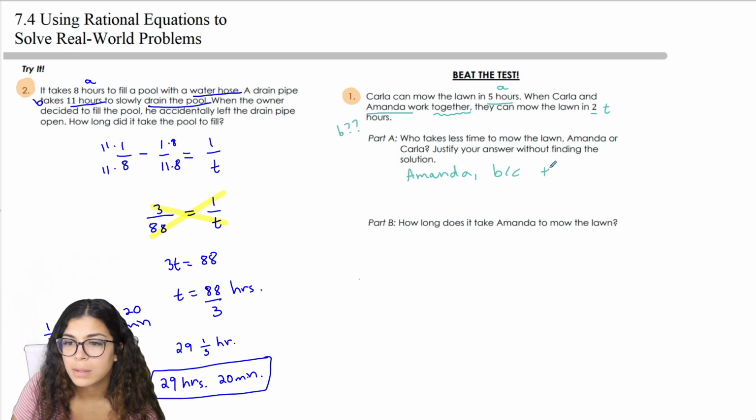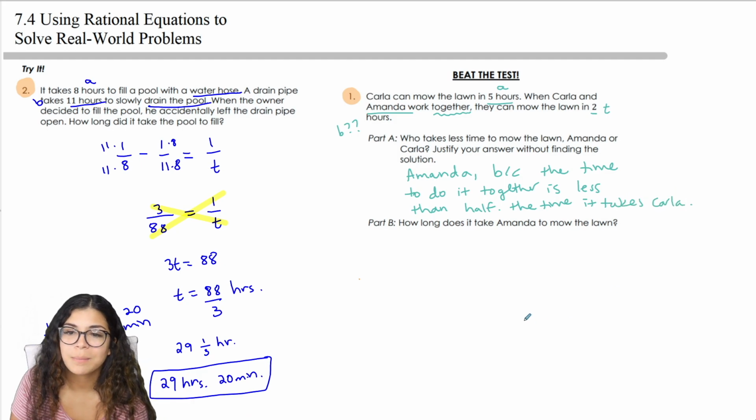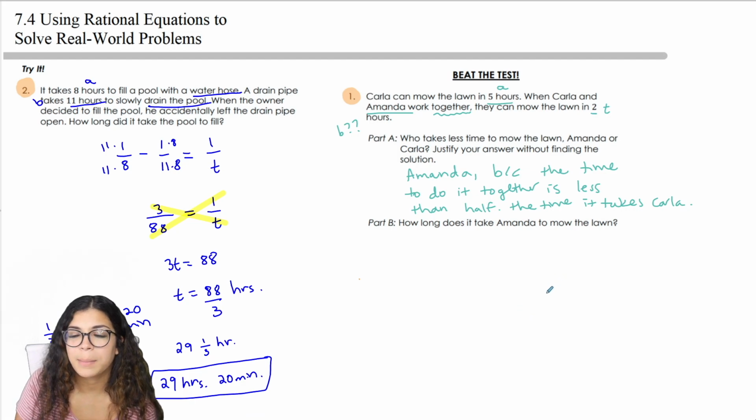Because the time to do it together is less than half the time it takes Carla. Okay? So how long does it take Amanda to mow the lawn? Then let's find that.